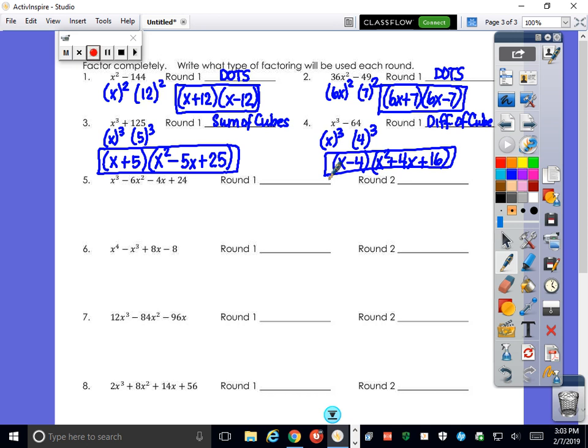Okay, for number 5, our first round is going to be grouping. We're going to group the first 2 and take out the greatest common factor, which is x squared, leaving us with x minus 6. Then we're going to group the second 2. GCF is a minus 4, leaving us with x minus 6. We want to take out that negative so that we have a minus 6 in our parentheses. Now we've got x squared minus 4 as the first parenthesis and x minus 6 as the second parenthesis. So now our second round is going to be difference of squares.